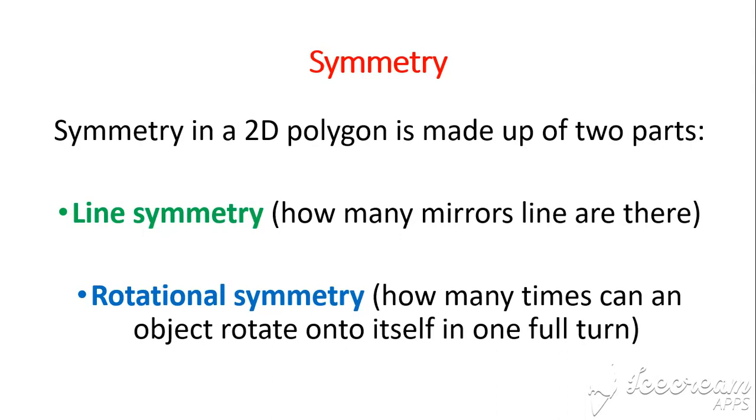The second part of symmetry is called rotational symmetry. Now, this is how many times an object can rotate onto itself in one full turn. We're going to look at both of these types of symmetry with some examples.